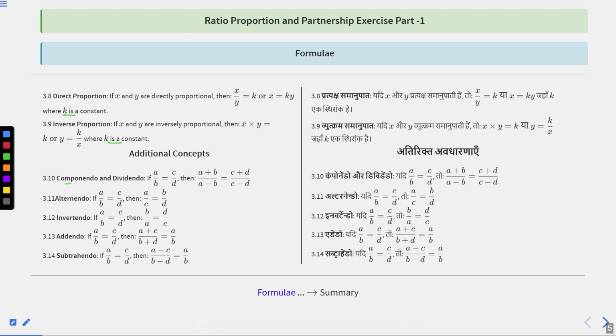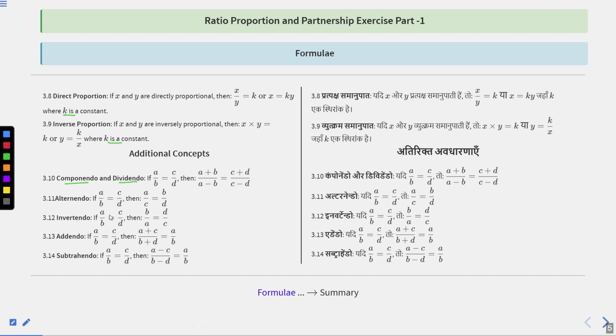Okay. Some additional concepts related to proportion. Componendo and dividendo. We can use the componendo and dividendo concept in proportion. If A upon B equals C upon D, then it will always be true that A plus B upon A minus B equals C plus D upon C minus D. In the same way, alternando: A upon B equals C upon D, then A upon C equals B upon D.